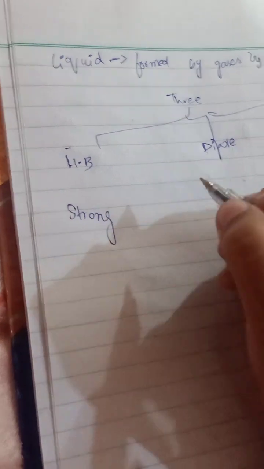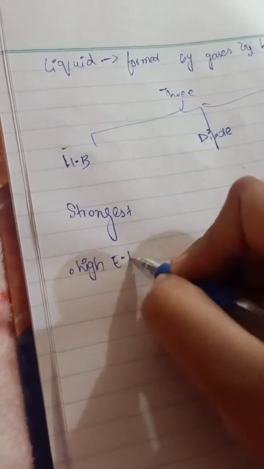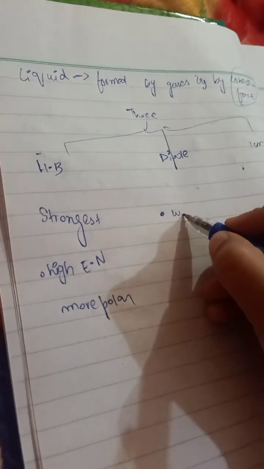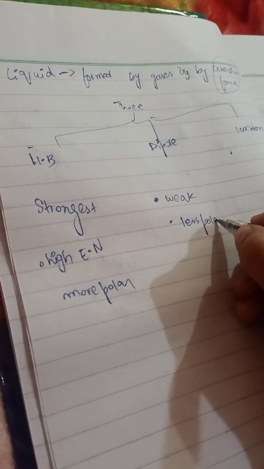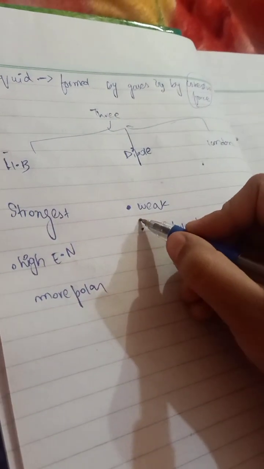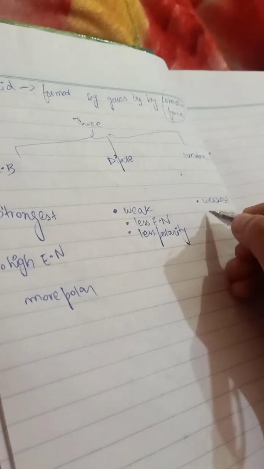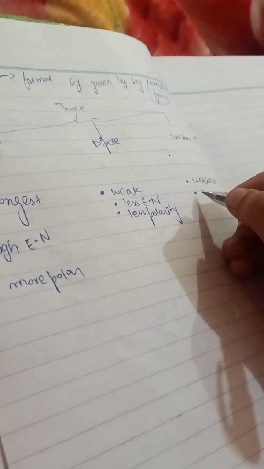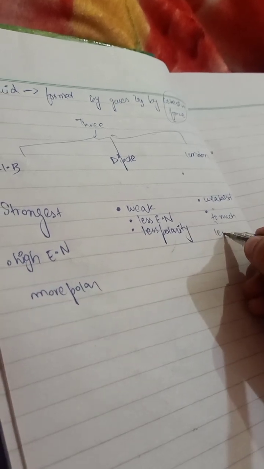If we talk about hydrogen bonding, that was the strongest force among all of these. It involves high electronegativity, so the molecules are more polar. The dipole force is weaker, having polarity but less polarity, and less electronegativity. London or dispersion is the weakest force among these three, and it is a temporary force. It is much less polar, or you can say it has no polar charges.